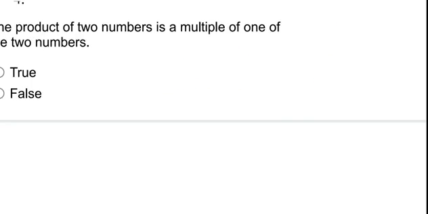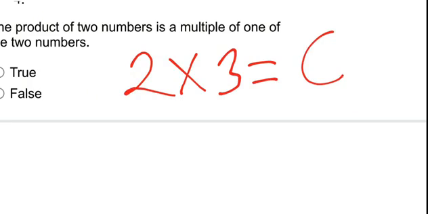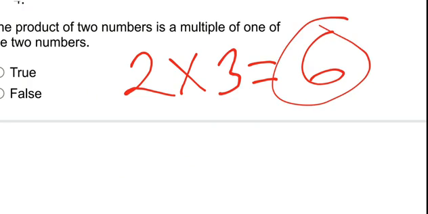Now, the product of two numbers is a multiple of one of the two numbers. This is correct. Just like the example I just mentioned, 2 multiplied by 3 equals 6. So the product is a multiple of one of the two numbers. The 6 here is a product of this one, or it's also a product of this one. So the answer to this one should be true, right? So that is that. Then move to the next question.